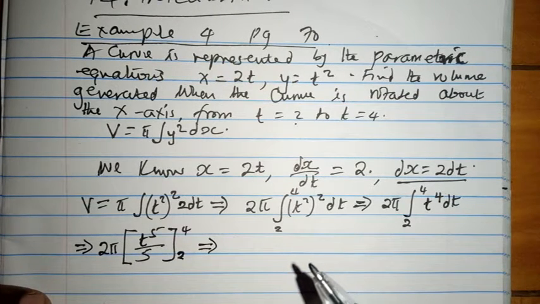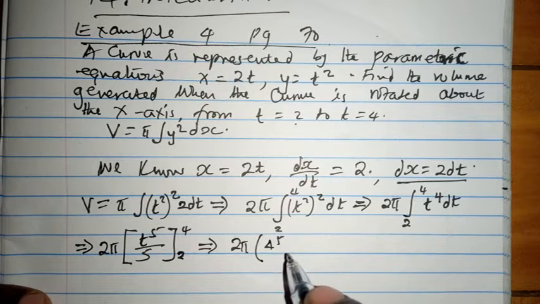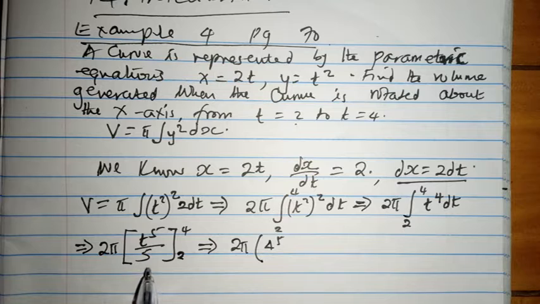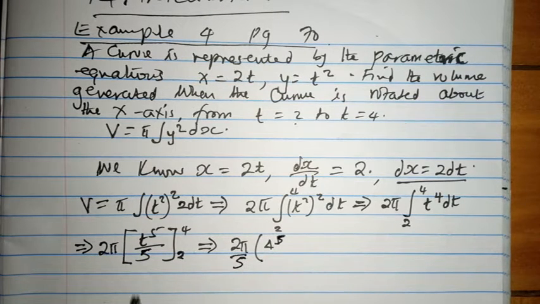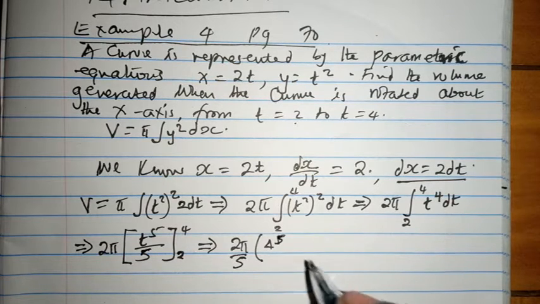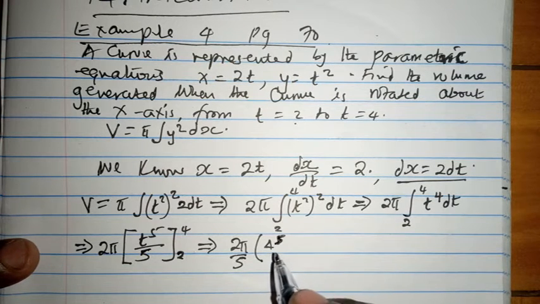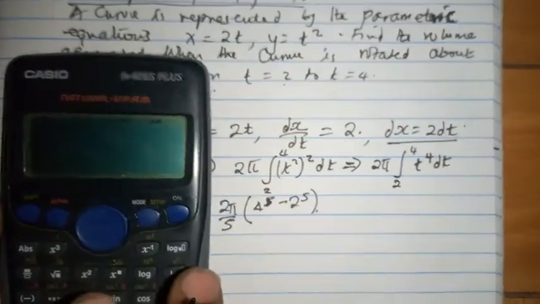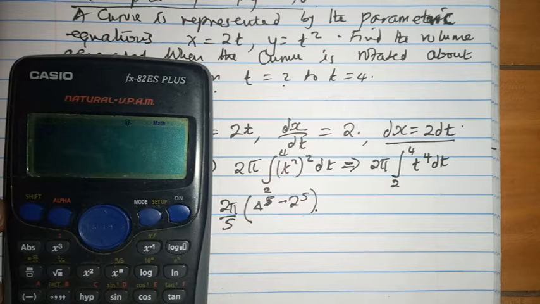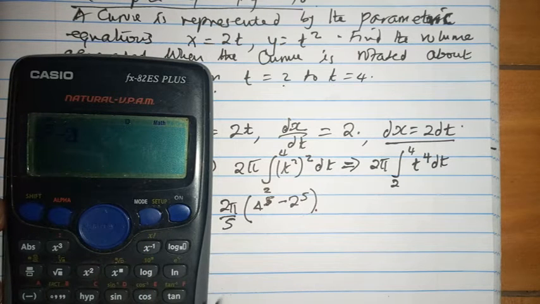Substituting the two limits, we have something that looks like 2 pi, 4 raised to power 5 over 5. By the way, we can also bring in this 5 at that point, because we are just dividing, so we can divide first, so that we free the terms from the denominator: 4 raised to the power 5 minus 2 raised to the power 5. I want to work it out: 4 raised to the power 5 minus 2 raised to the power 5.